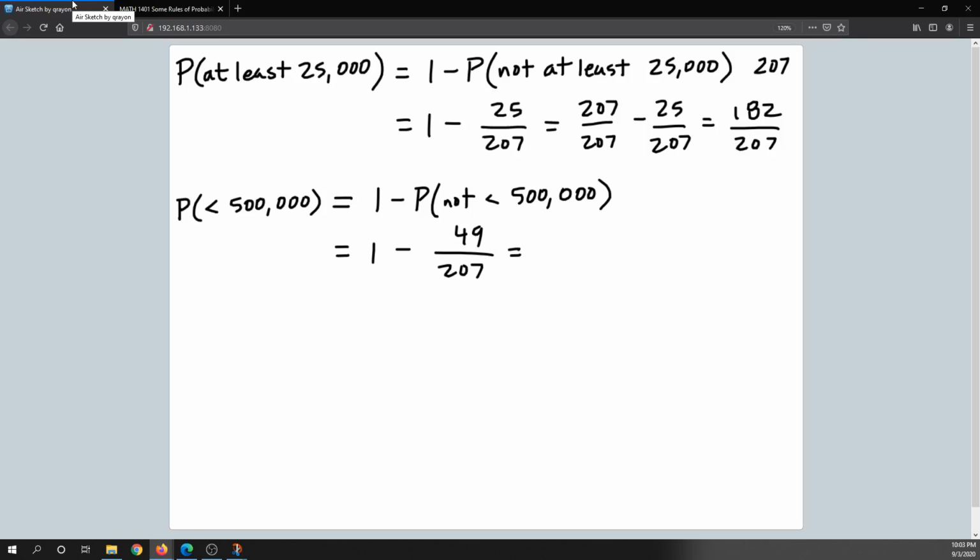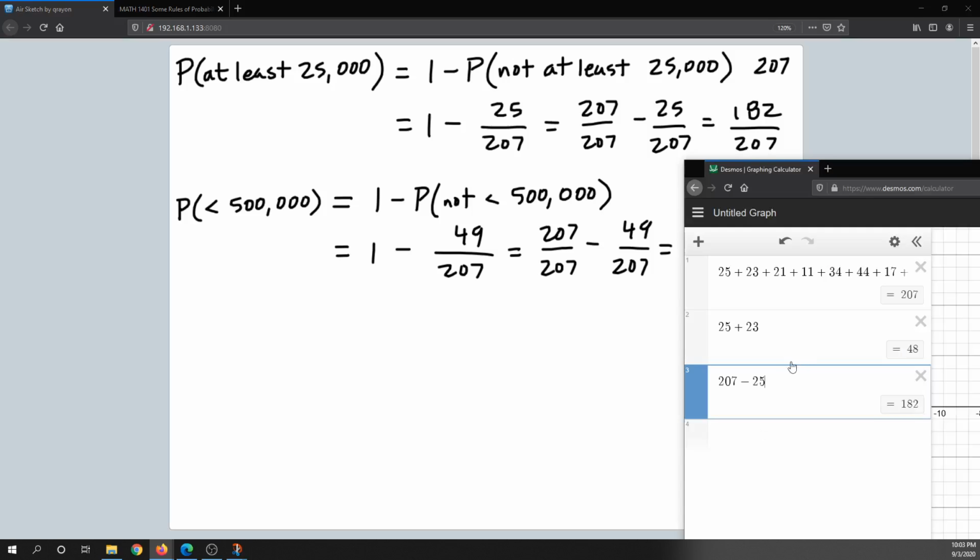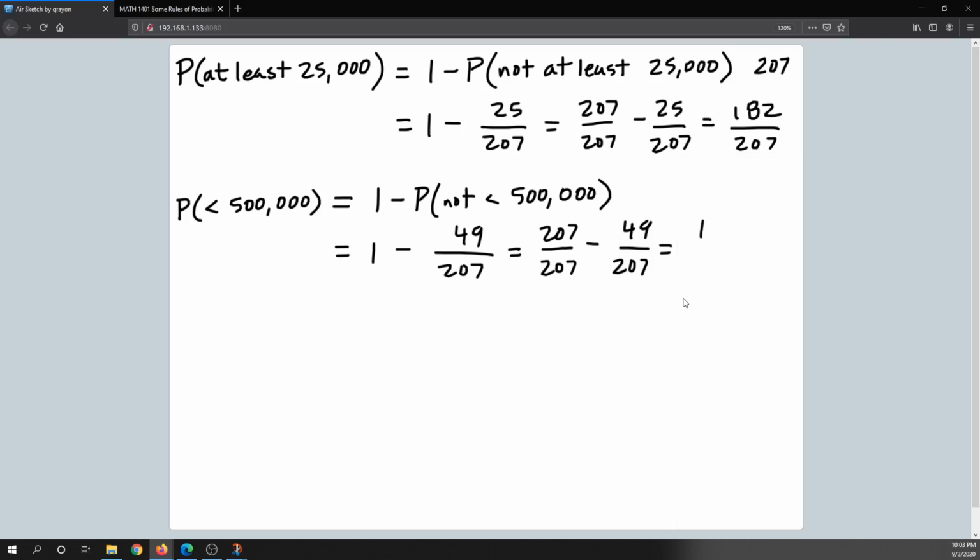And then again, we need to get a common denominator, but also pretty straightforward. Also, if you're just getting a decimal answer, you can just punch that right in. A lot less stuff to have to punch in. So I get 207 minus 49 is 158. So that would be 158 over 207 on that one. Okay.